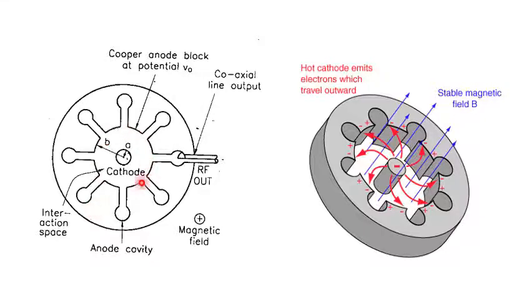So this is the top view of the structure, and here A represents the radius to the edge of the cathode and B represents the radius to the edge of the anode. Here you can see this region between the cathode and the anode block. This is known as the interaction space. These are the anode cavities, and from one of the anode cavities you take out the RF output, and here the magnetic field is in a direction perpendicular to this.